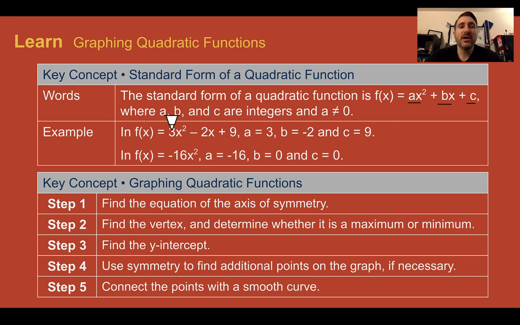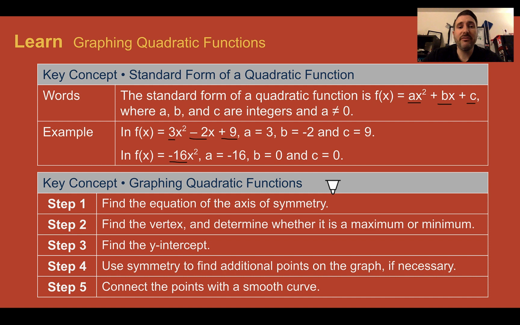So for example, we could have 3x squared minus 2x plus 9. Here, a would be 3, b would be -2, c would be +9. If we had -16x squared, a would be -16, but notice there's no x term or constant term, so b and c would both be 0. Again, as long as a is not 0, it's fine. B can be 0, c can be 0. You just won't see those parts of the equation.